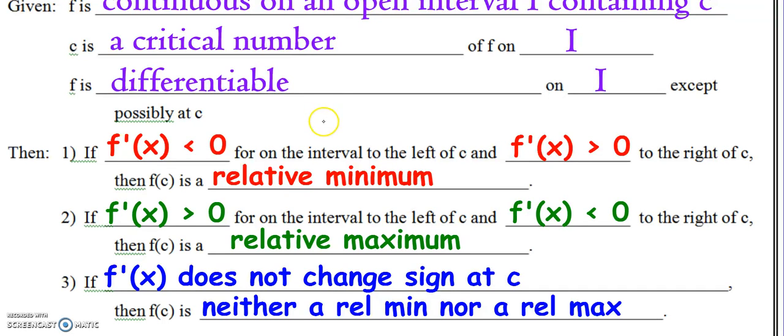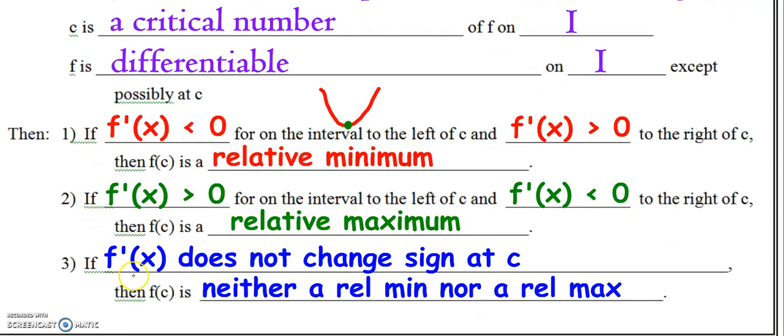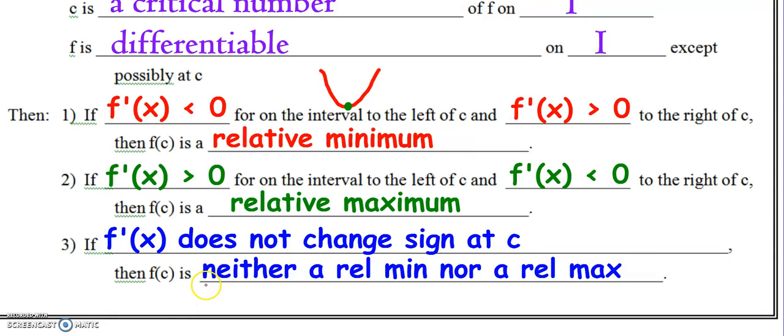So what happened at that point? I'll even draw that. I went from decreasing to increasing. So what is going on right there? That has to be a relative minimum, and that's what the first derivative test is telling us. If f prime of x is greater than 0 on the interval left of c, and f prime of x is less than 0 on the interval right of c, then f of c is a relative maximum. If f prime of x does not change sign at c, then f of c is neither a relative minimum nor a relative maximum.